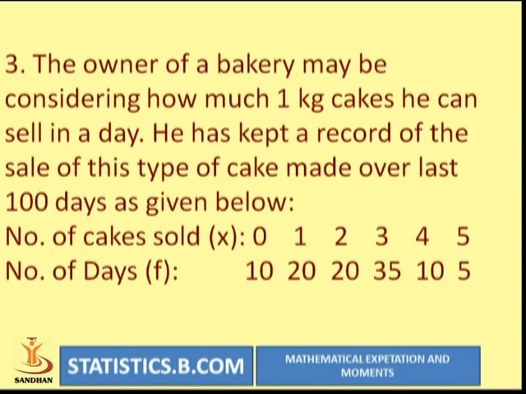You can convert these numbers of days into proportions by taking the sum of them, which comes out to be 100. So the probability that the number of cakes sold is 0 is 0.1. The probability that the number of cakes sold is 1 is 0.2. And for 2 cakes, the probability is 0.2. In the same way, try to solve this example and see what the distribution looks like.